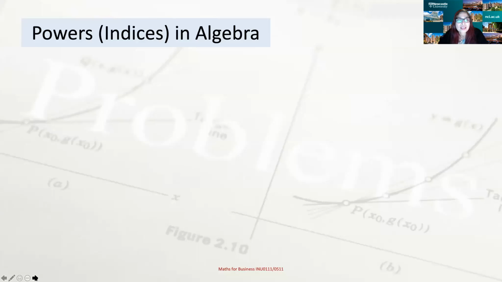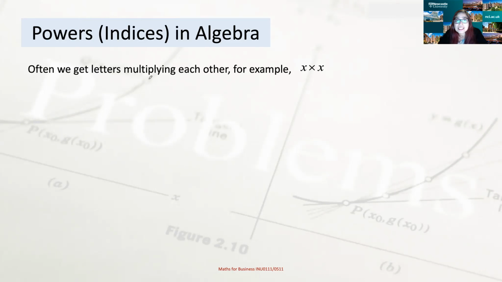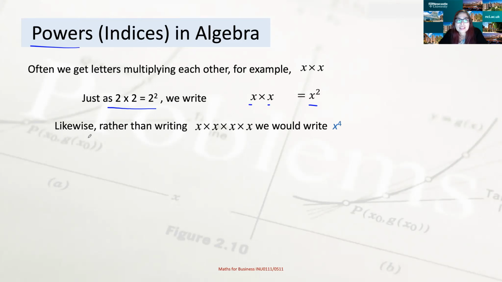Okay. Now let's see the powers in algebra. Often we get letters multiplying each other, for example, x times x. Instead of writing this, you can easily write this using powers. Just like 2 times 2 is 2 squared, we can write x times x as x squared. How useful, isn't it? You can use powers to write it in a much simpler way. Likewise, you can write x times x times x times x as x to the power of 4.